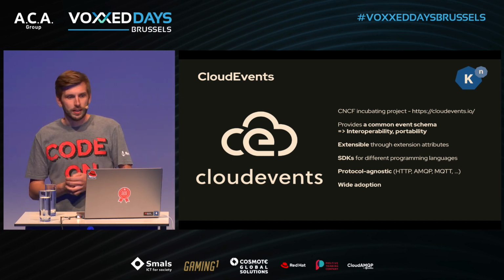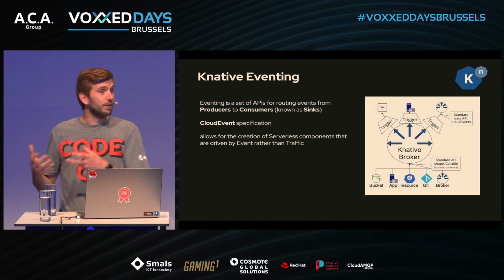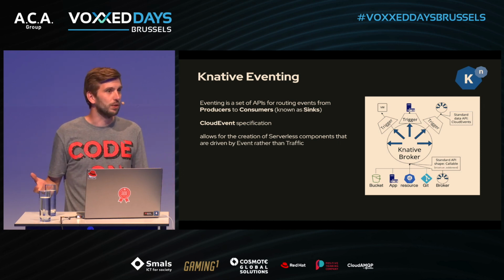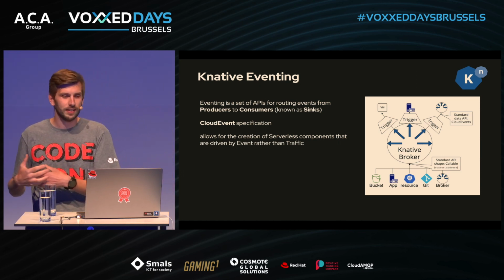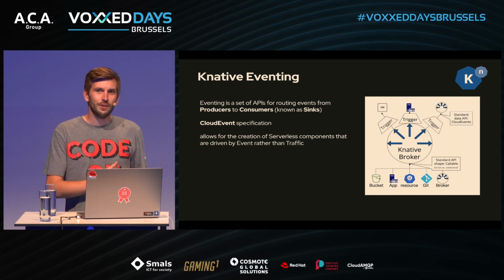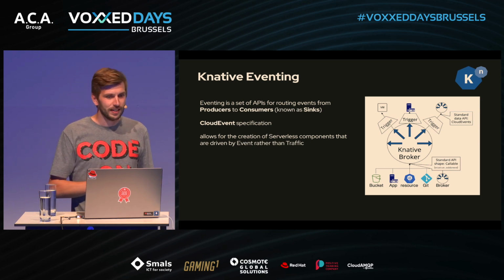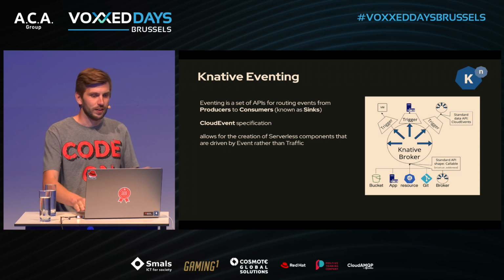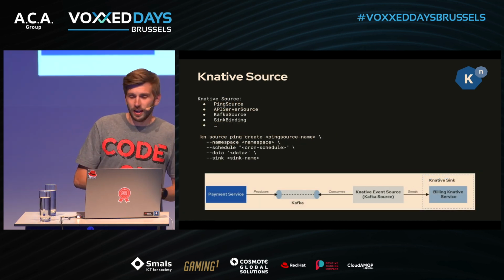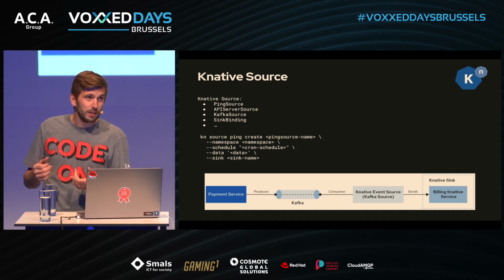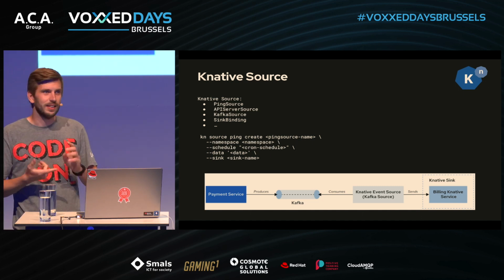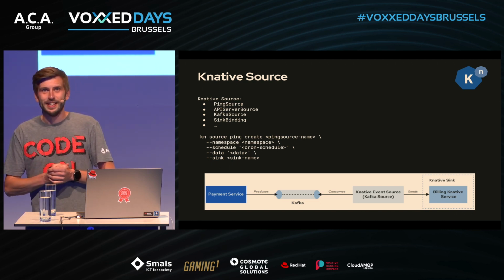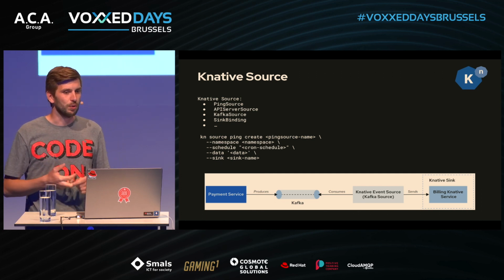we are using HTTP. So Knative Eventing is a set of APIs to route events from producers to consumers. We call the consumers sinks in Knative, and we use the CloudEvents specification for that. And this allows for the creation of serverless components that are driven by events rather than by traffic. There are three concepts I want to talk about. One is called source to sink. The second one is subscriptions and channels. And the third one is brokers and triggers.